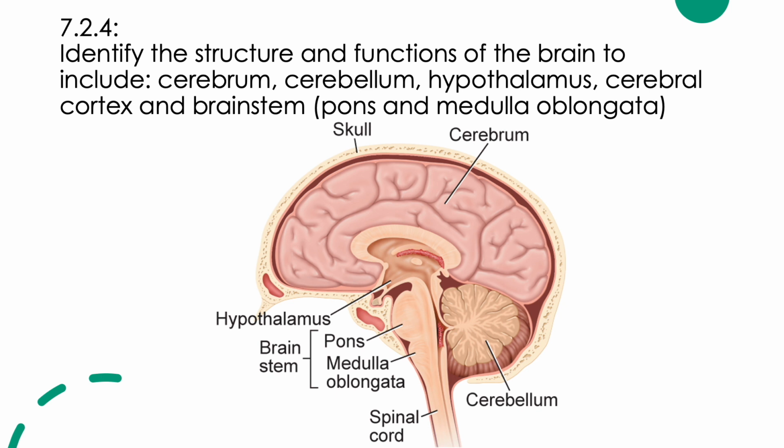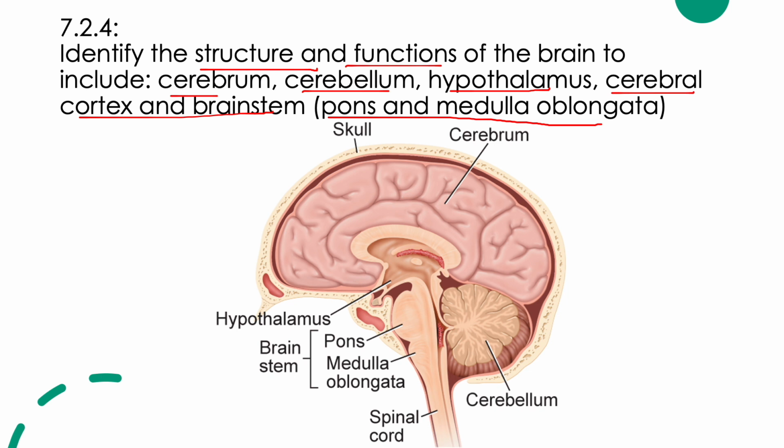So first of all, we have to identify the structure and function of the brain to include cerebrum, cerebellum, hypothalamus, cerebral cortex, and brainstem, including pons and medulla. The most important thing over here is to identify the structure. So you have to be able to label the structures, and then you should be able to identify their function.